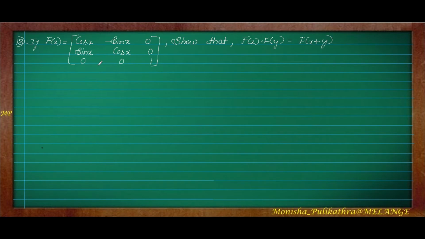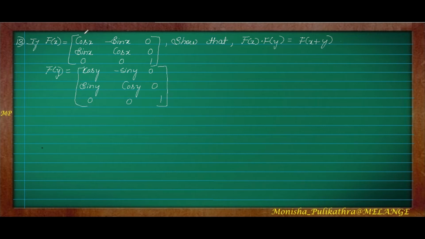Moving on to the 13th problem. The 13th problem is: f of x matrix is given. In the same way we have to write f of y, and then we have to show that f of x into f of y is equal to f of x plus y. If f of x is cos x, minus sin x, 0, sin x, cos x, 0 and 0, 0, 1, then f of y will also be in the same form, that is cos y, minus sin y, 0, sin y, cos y, 0 and 0, 0, 1.